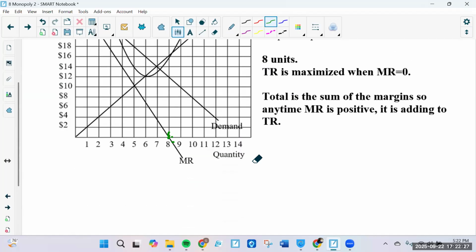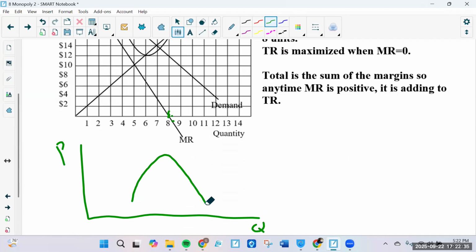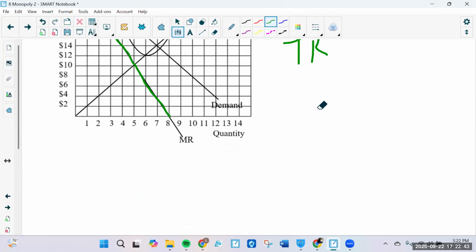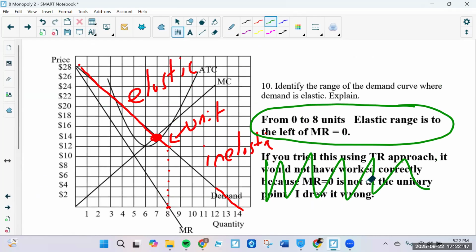So if I were to come underneath this and draw another graph like this, with price and quantity, total revenue would do this. And total revenue would be maximized right there. Right? And that's also the basis of the total revenue approach that I just showed you a minute ago, or that I said wasn't right, is that set of graphs right there.